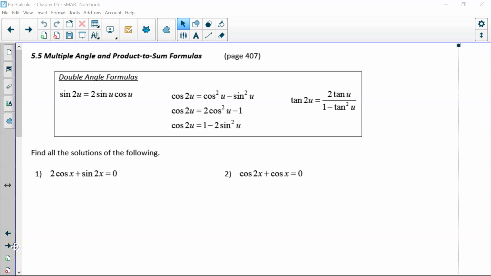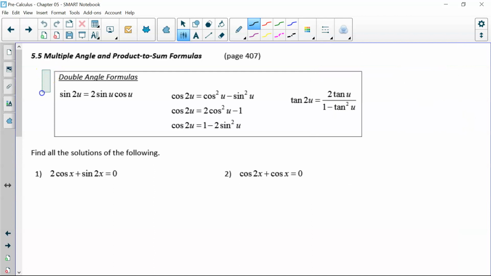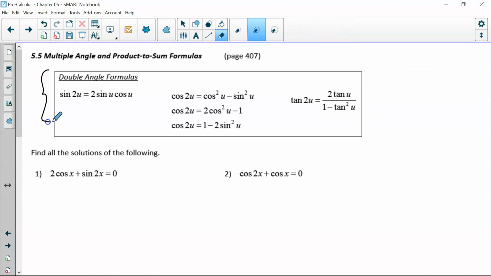Welcome to section 5.5. We're going to be talking about multiple angles and product of sum formulas. In order to work on this section, you need to use these double angle formulas listed at the top. When we write these solutions, we're going to write them in the general form and from 0 to 2 pi. The general form is a little bit different for these, just the way the angles are set up. Still use the same process, just going to see some special cases that happen as we go through.